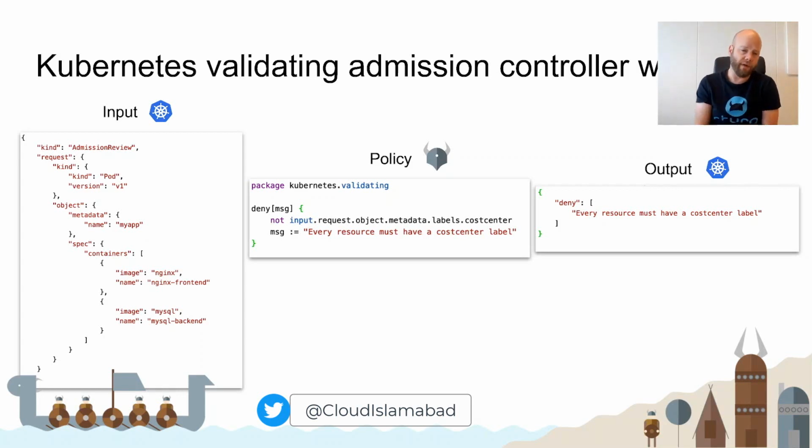So in this case, we have a pod, and we have some metadata on that object. We have some containers and so on, which is pretty much a normal pod. And of course, I removed some of the attributes to make the example clearer. So a policy might look something like this. Again, we have a package name. It doesn't really matter here.